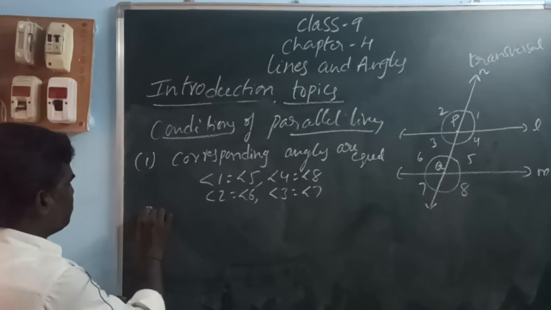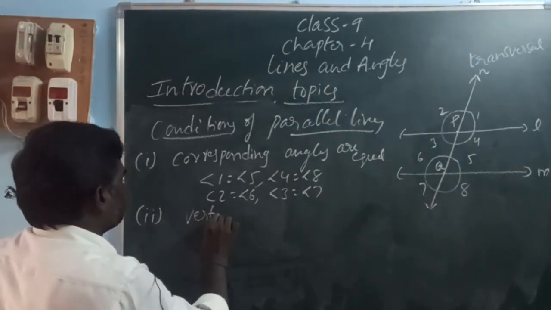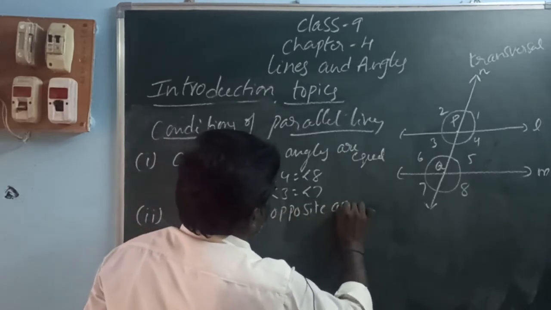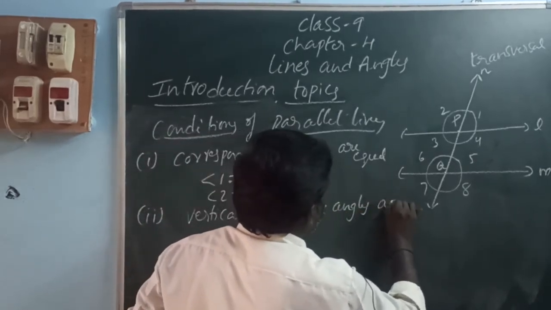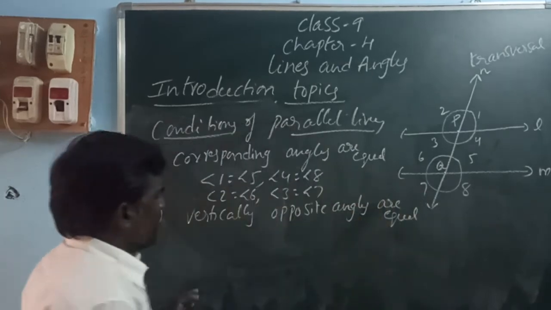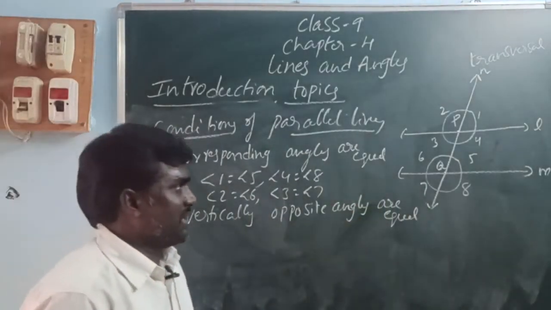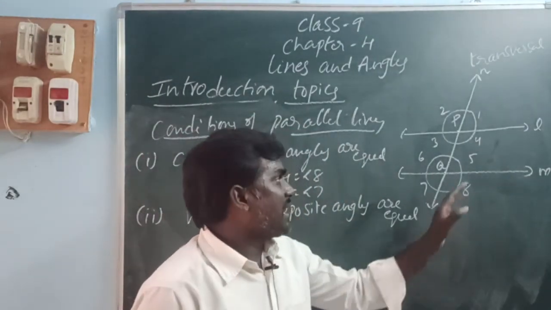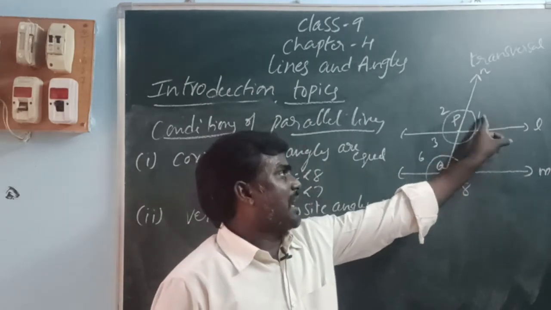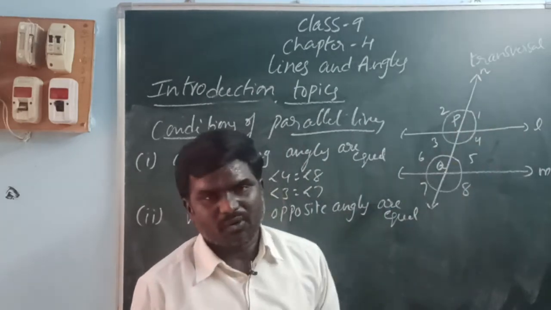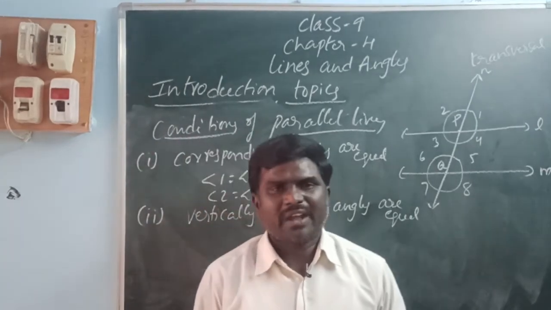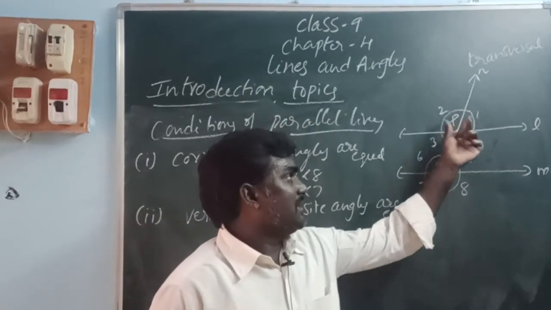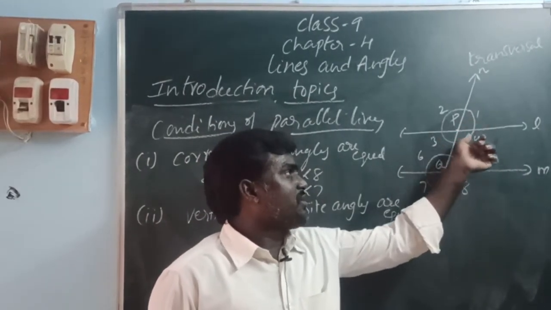Next, second one, vertically opposite angles are equal. Vertically opposite angles are equal means if any two lines meet at one point, they form 4 angles. In these 4 angles, the opposite angles are equal. Angle 1 is equal to angle 3, angle 2 is equal to angle 4. How are they equal? By using the property that the sum of angles at a point on a line is 180 degrees. So by using that property, angle 1 is equal to angle 3, angle 2 is equal to angle 4.